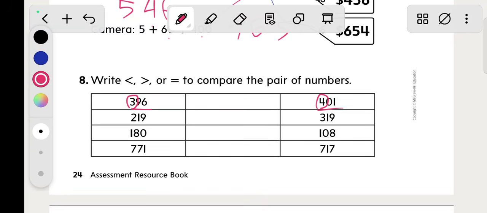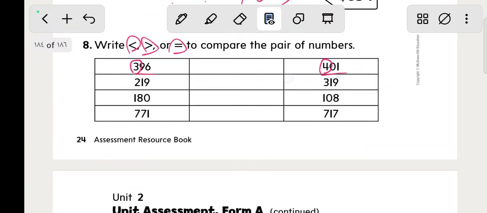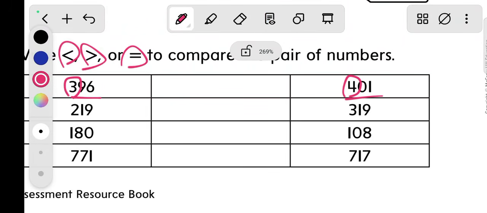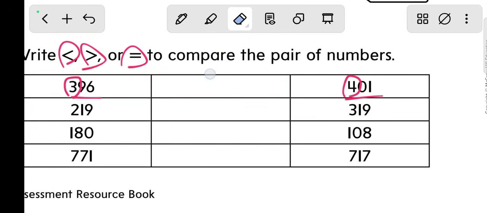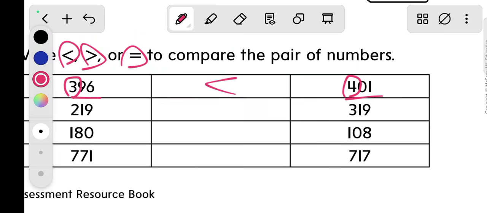Okay, which sign do you have to put here? Let's consider this sign is an alligator. How can we do it? The alligator is so hungry now. He needs to eat the biggest number, right? So he must open his mouth to the biggest number. So this alligator will eat 401 because 401 is bigger. So you must open the mouth of the alligator to the bigger number.